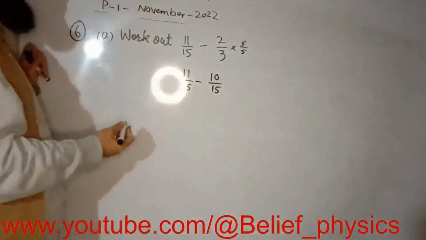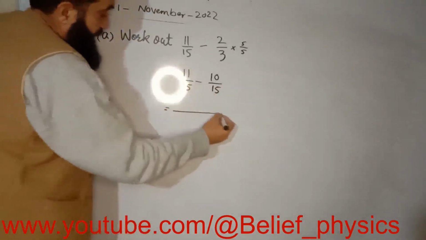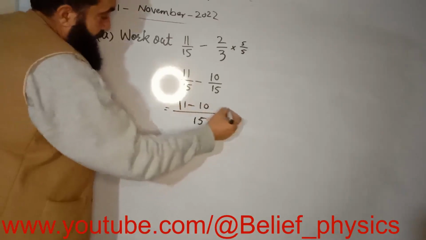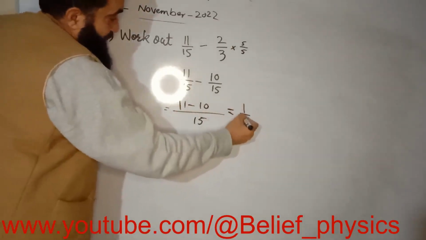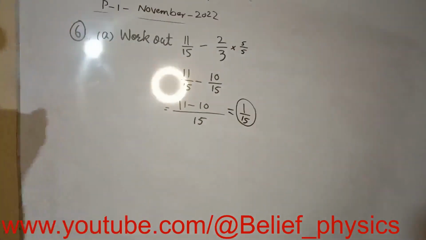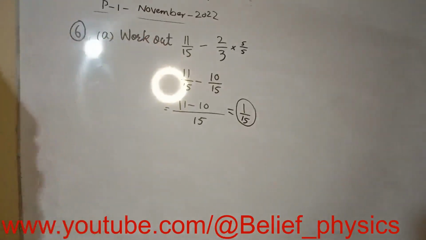Now we have the common denominator, so we take it as the LCM. 15 is the LCM, and write 11 minus 10. 11 minus 10 is 1, so the answer will be 1 over 15. That's it. So this is how you solve the subtraction of common fractions.